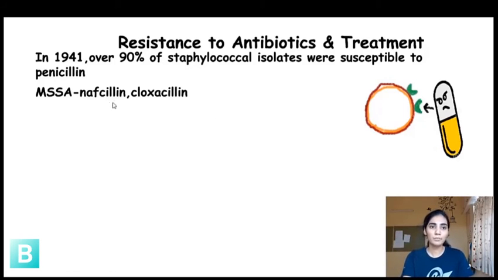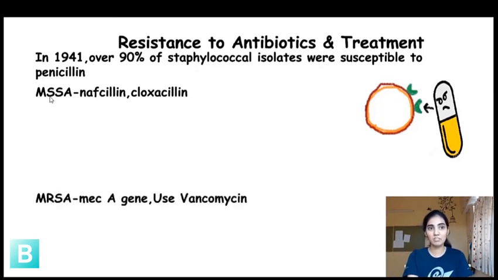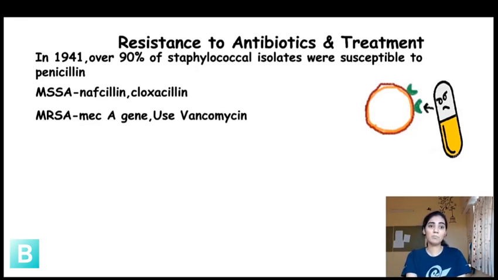Then we had to use nafcillin and cloxacillin like antibiotics to treat the methicillin sensitive ones. But later on, the bacteria got even smarter and they developed resistance against methicillin as well, leading to methicillin resistant Staphylococcus aureus species, having the mecA gene, and we had to use vancomycin to treat it.